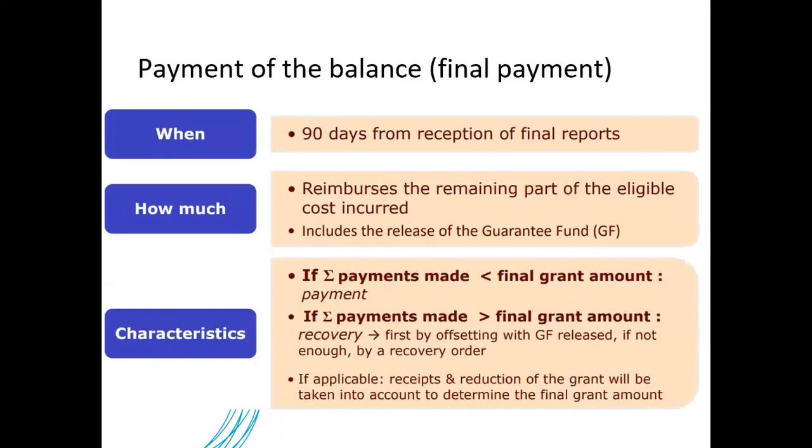Then the final payment is the payment of the balance. This payment is made within 90 days from reception of the final reporting. And here, the Commission will reimburse all the remaining eligible costs which have been incurred. And of course, it will include the guarantee fund. That money is then released if, of course, everything is done properly.